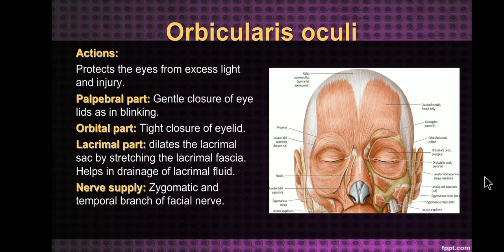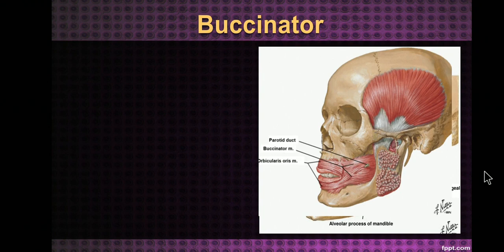Mainly the Orbicularis Oculi is supplied by the zygomatic and the temporal branches of the facial nerve. The zygomatic branch supplies the upper part of the muscle and the temporal branch supplies the lower part. Next is ectropion, or drooping of the lower eyelid, a condition where the lower eyelid droops, whereas drooping of the upper eyelid is called ptosis. We will see that in the levator palpebrae superioris, the muscle in the orbit region. I will be discussing that muscle.